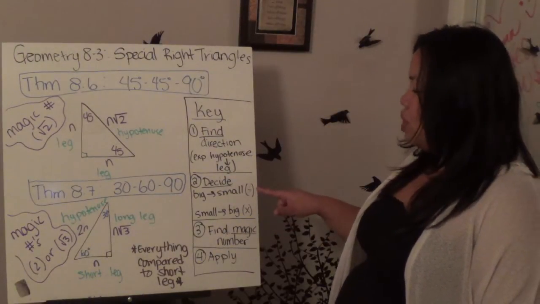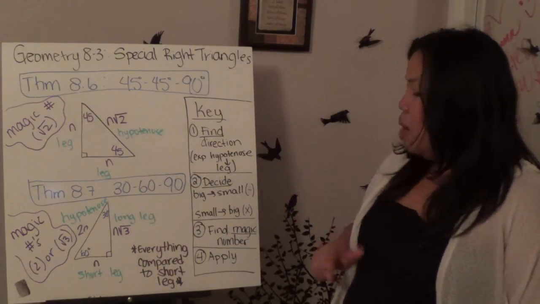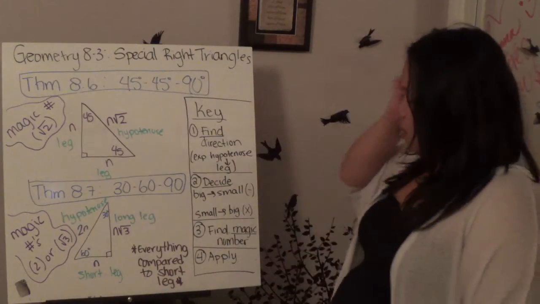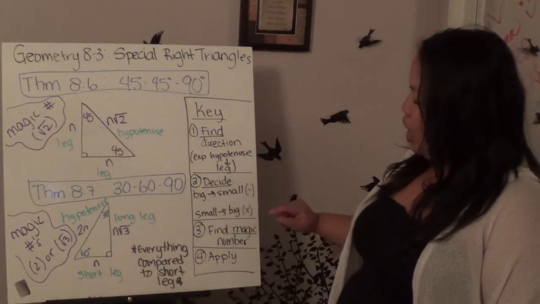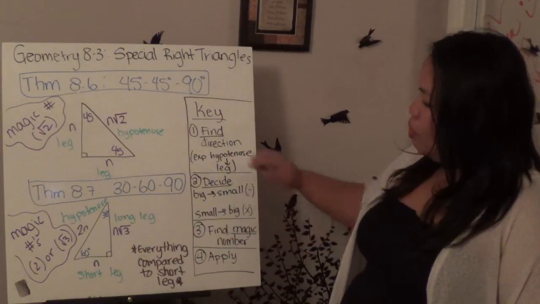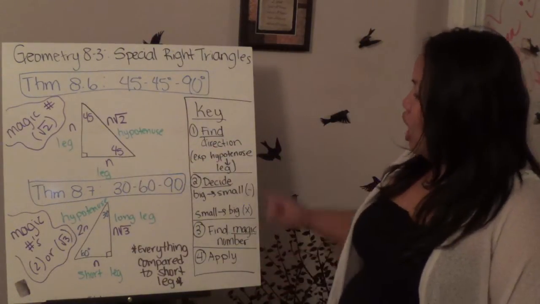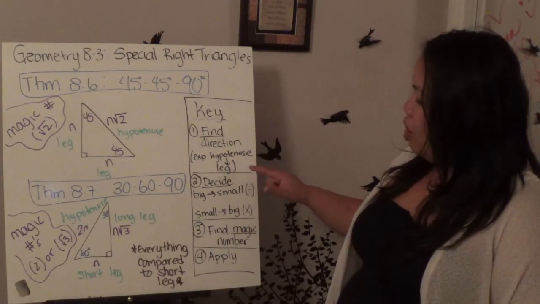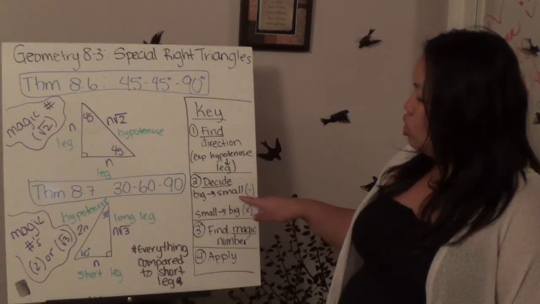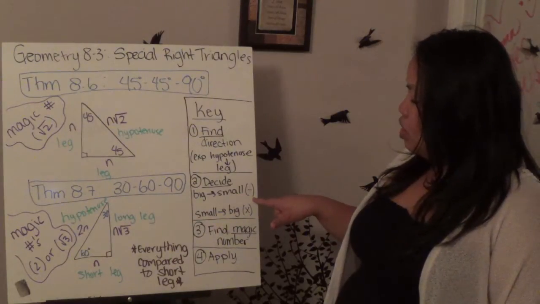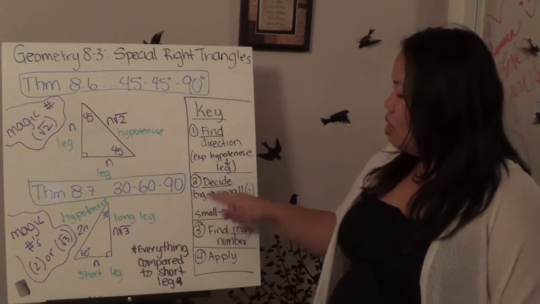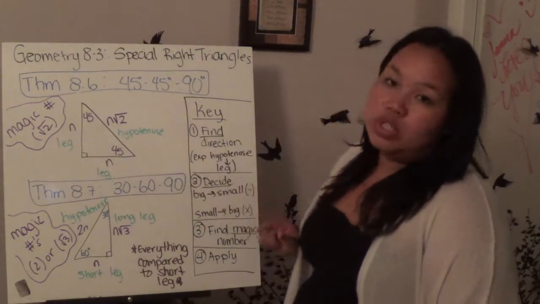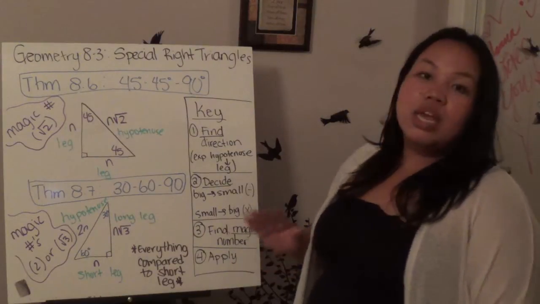So number 2, I'm deciding whether I'm going to divide or multiply. But what am I going to divide and multiply? That's where the magic number comes in. For example, if I'm going from hypotenuse to leg, it's from big to small. So I'm going to divide whatever my hypotenuse is with the magic number of root 2. And finally I'm going to apply it and find my answer.